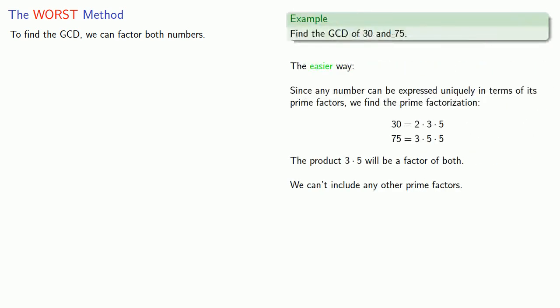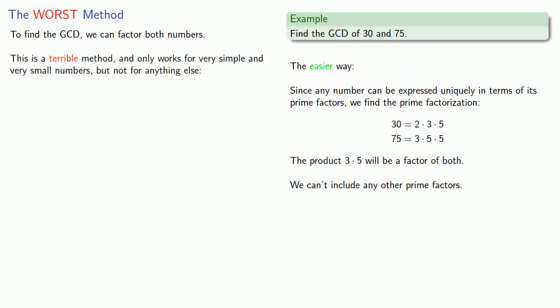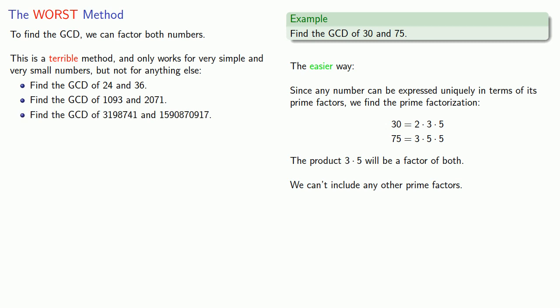So you've probably learned the worst method to find the greatest common divisor. And that's this: to find the greatest common divisor, we can factor both numbers. And the thing to realize here is this is a terrible method. It only works for very simple and very small numbers, but not really for anything else. So it's all right if you want to find the greatest common divisor of 24 and 36, but finding the greatest common divisor of 1093 and 2071 is painful, and these numbers are tiny, and in fact, even these numbers are small compared to what we actually need to work with.